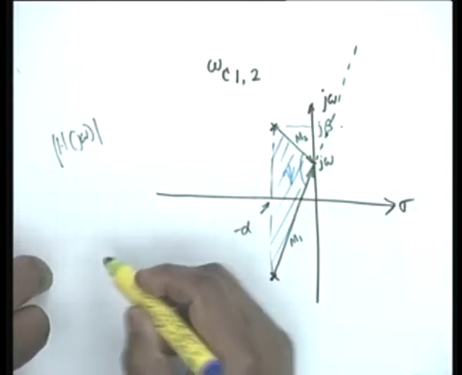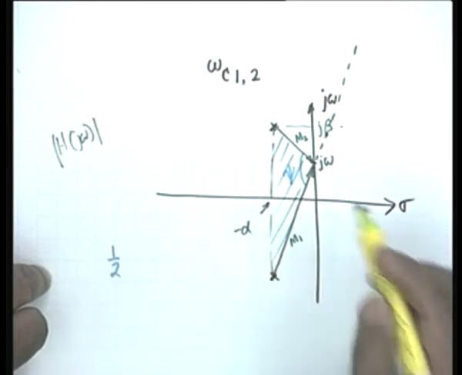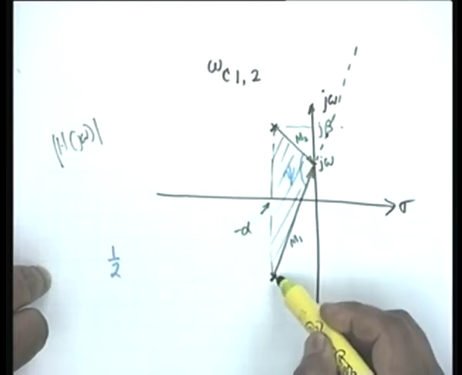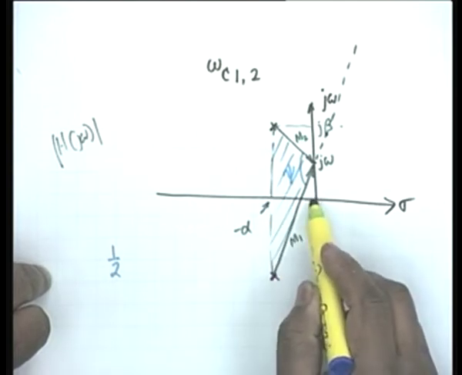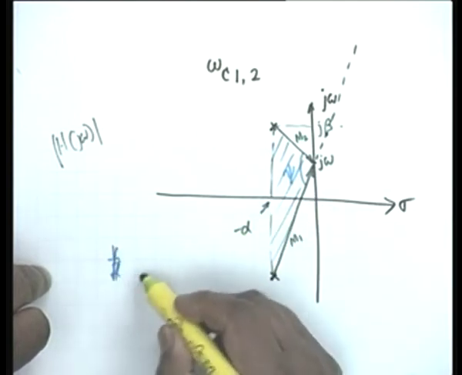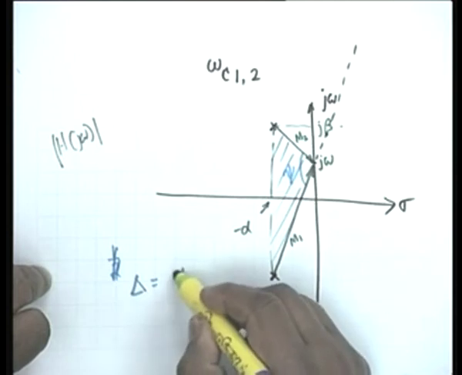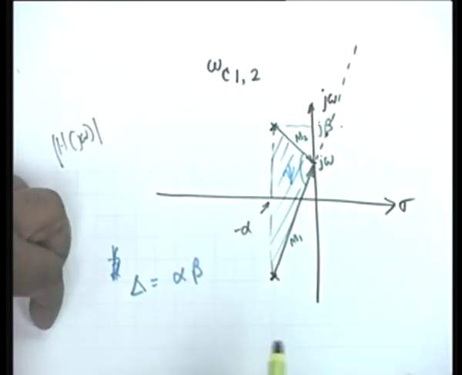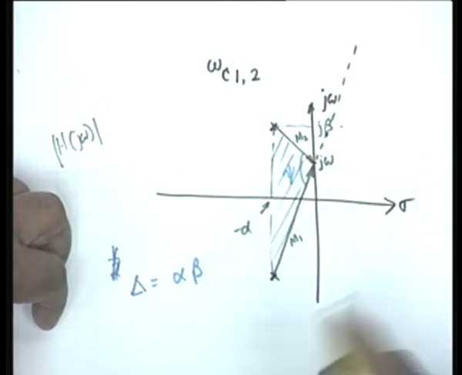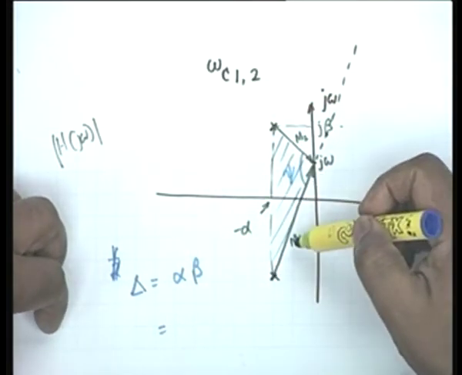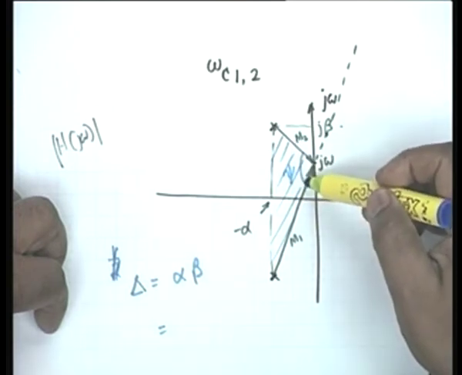shaded triangle, obviously, is half, base is 2 beta, and the height is alpha, and therefore the area of the triangle is simply alpha beta. Is that clear? This is a product of the real part and the imaginary part. This is 2 beta, the height is alpha, so half 2 beta multiplied by alpha. It can also be found out in terms of m1 and m2 and the angle psi.